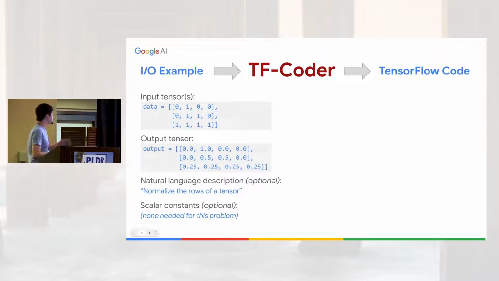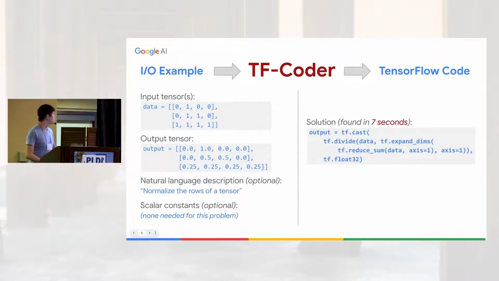The user first provides a specification of the task. For example, these input and output tensors demonstrate a task where we want to normalize the rows to have a sum of 1. The specification can also include an optional natural language description and any relevant scalar constants. TF-Coder then searches for a TensorFlow expression that satisfies the example. In this case, we can use tf.reduce_sum to compute the sums of the rows, and then add a dimension so that the division is done with broadcasting. This is a non-trivial problem with a solution composing 4 different operations, but TF-Coder can solve this in only 7 seconds.